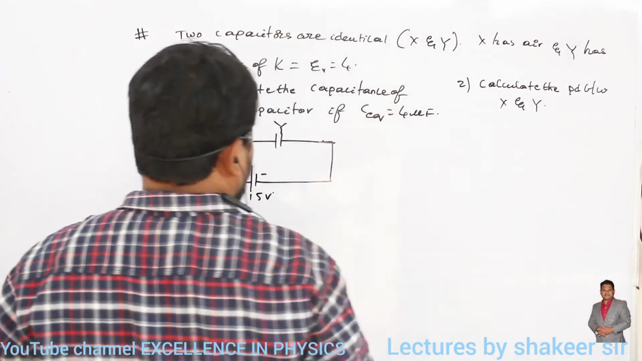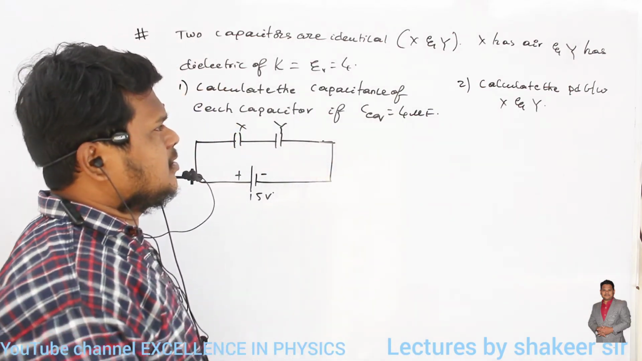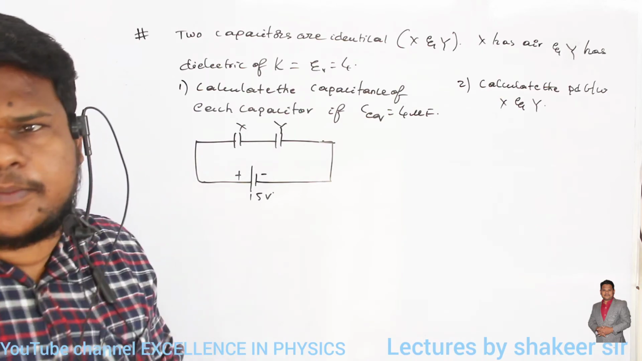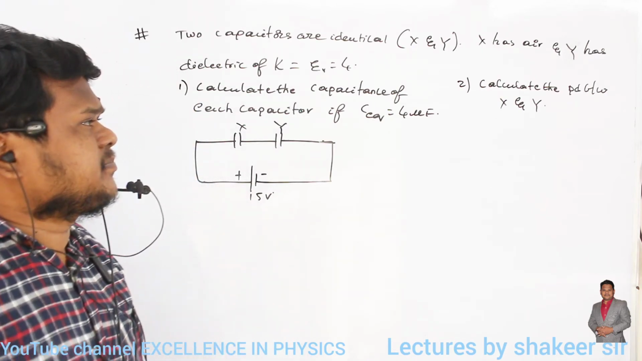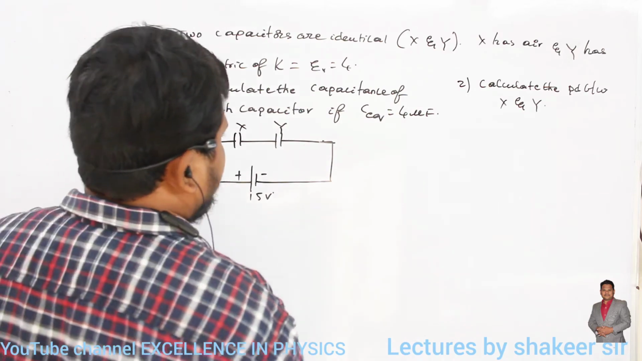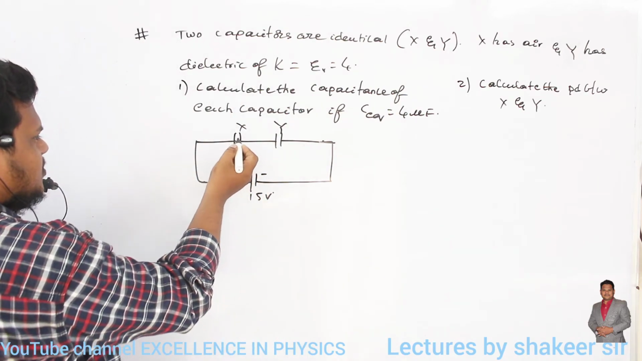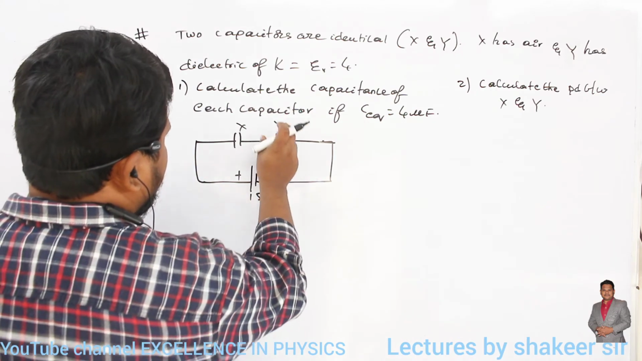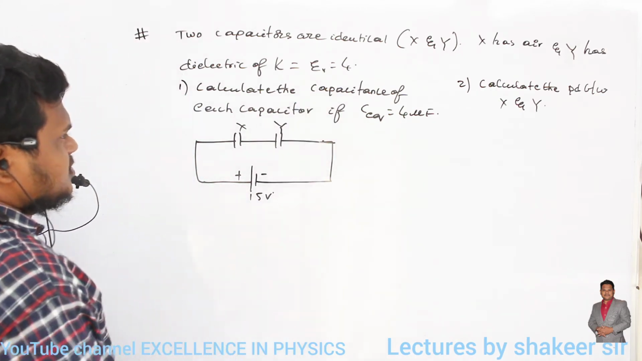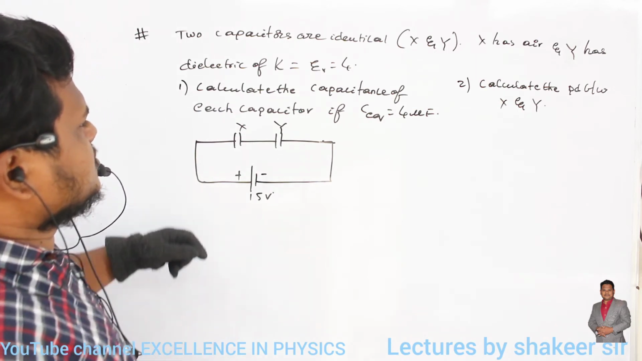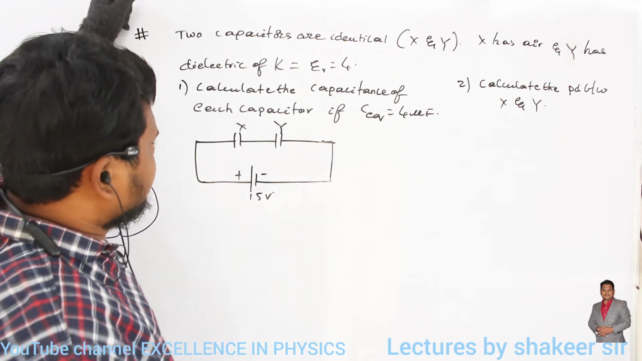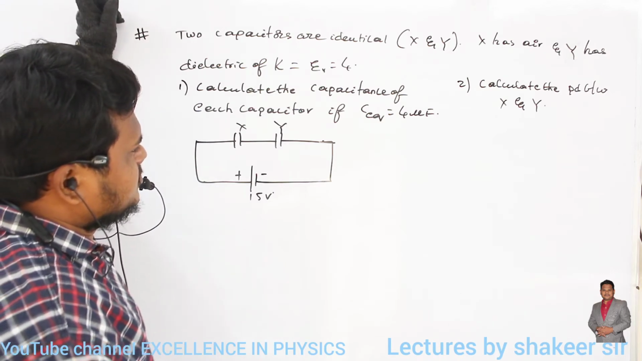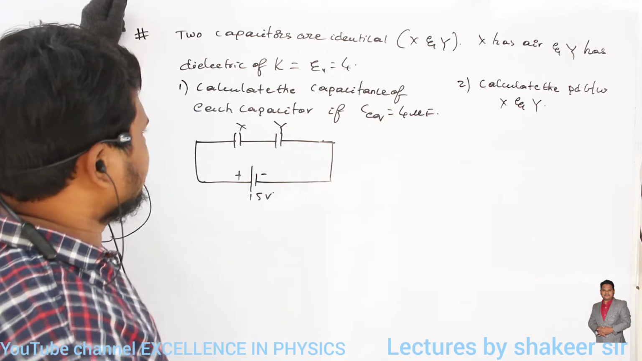So, two capacitors are identical. Identical means the area of the plates and the distance between the plates, everything is the same. X has air as the medium between its plates, and Y has a dielectric constant K whose value is 4. He is asking to calculate the capacitance of each capacitor if C equivalent is 4 microfarads. Are you able to understand?